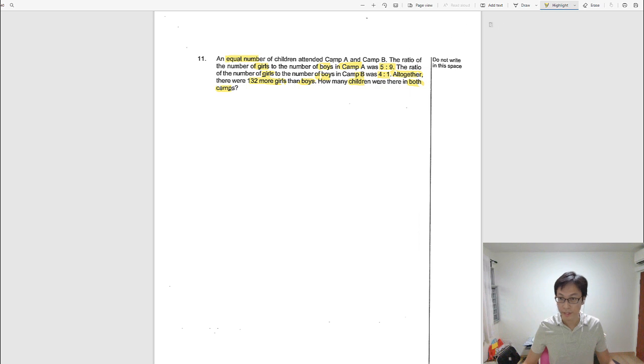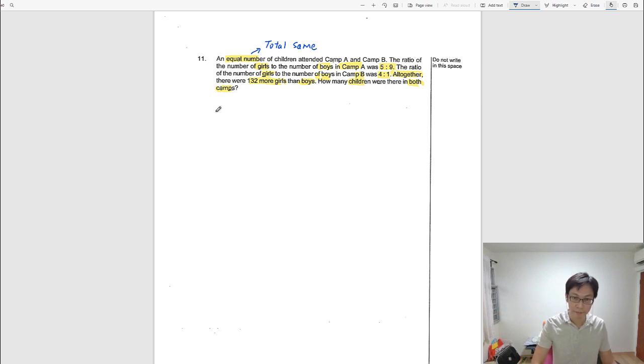Alright, so let's analyze the keywords again, because the keywords give us a clue on how to solve the question. Right, so we know that there's an equal number of children in both Camp A and Camp B. Right, equal number means we have to make the total the same. Correct? Because the total children in both Camp A and Camp B are the same.